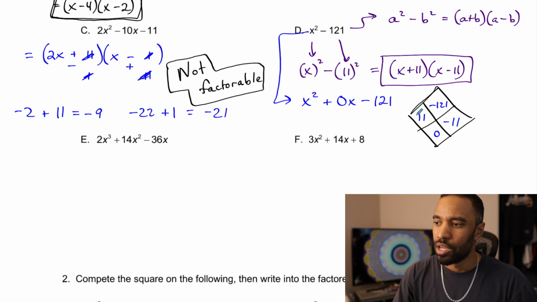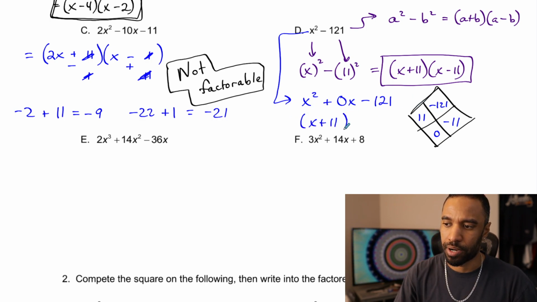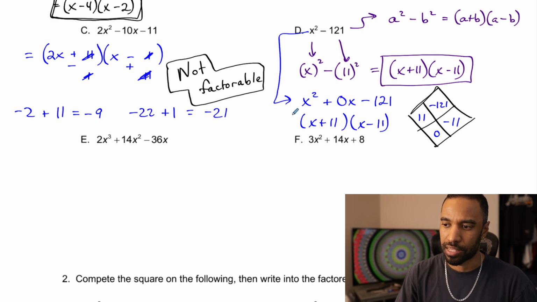It's a weird whirring. So that becomes x plus 11 times x minus 11. Boom, right there. And it's the same answer as we got before.